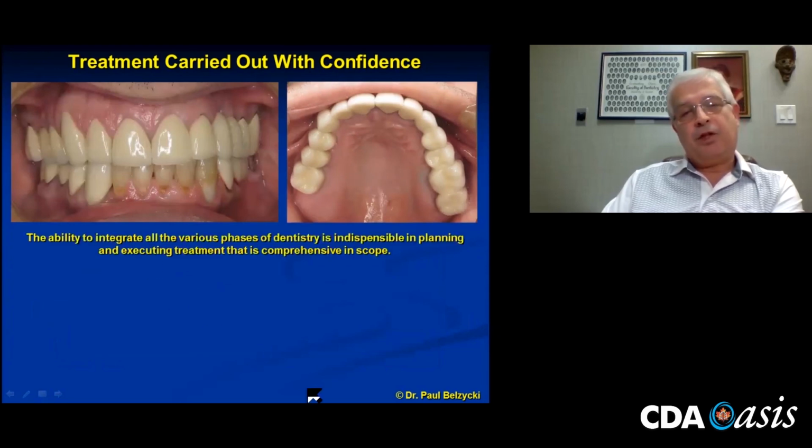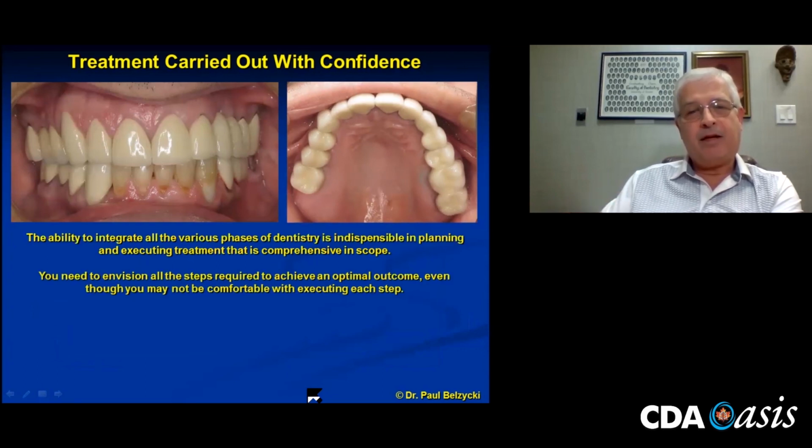The ability to integrate all various phases of dentistry is indispensable in planning and executing treatment that is comprehensive in scope. And comprehensive just means there's a lot of little problems. It's a conglomeration of multiple problems, small ones, and each one has a simple solution. You just have to find the problem, identify it, and manage it. So you have to envision all the steps required to achieve an optimal outcome, even though you're not comfortable executing some of these steps. So if you're not comfortable doing perio, I understand.